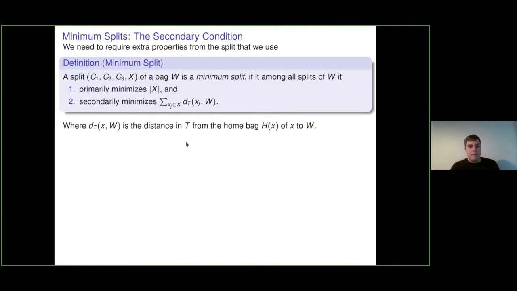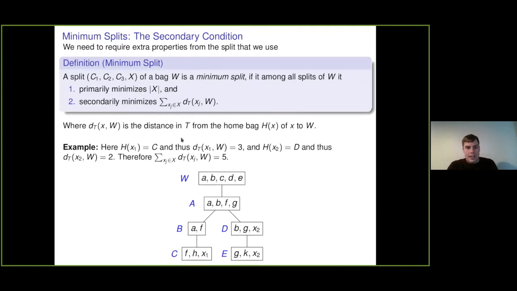How is this distance defined? We defined it as the distance from the home bag to the root bag in the tree decomposition. So let's again have a split where we have a separator x1, x2. If you have x1 here, the home bag is c, so the distance to the root is 1, 2, 3. And for x2, the home bag is d here, so the distance to the root is 2. So for this split, the distance function is the sum of them, so it's 5.